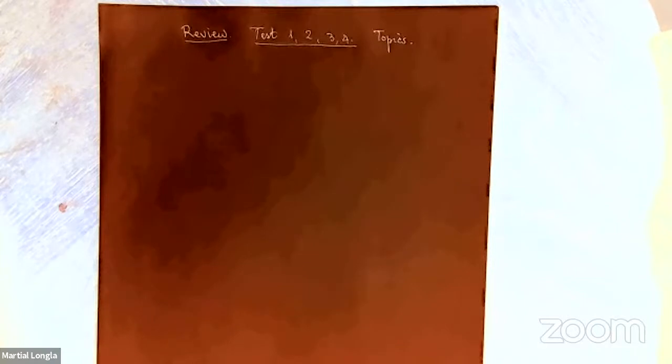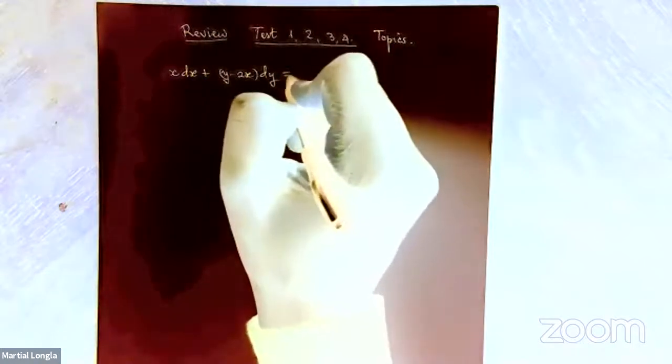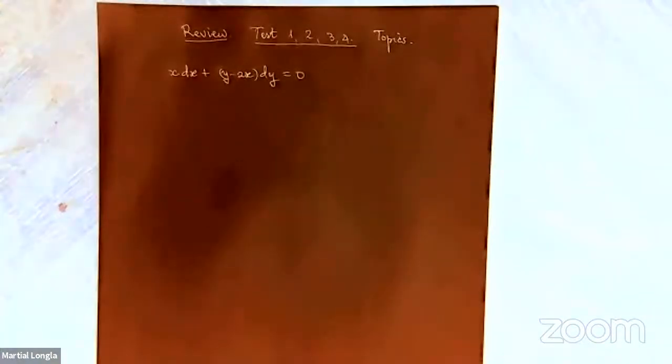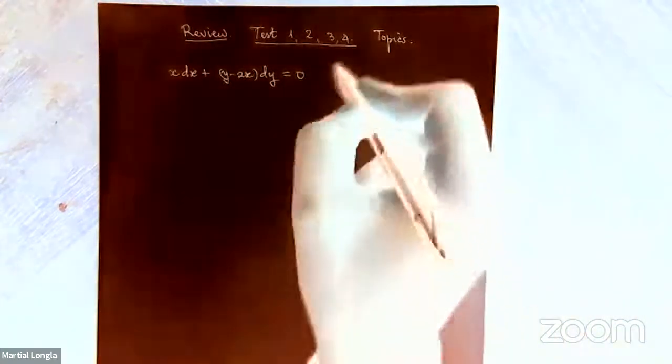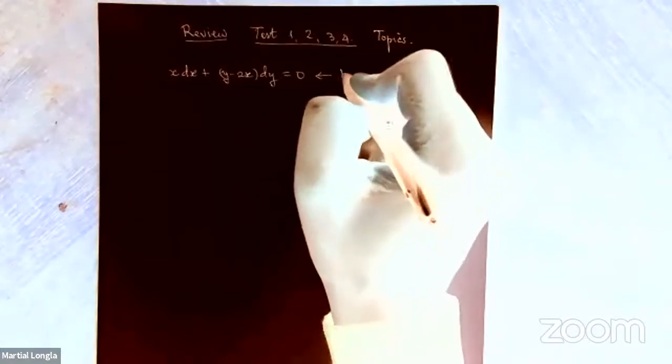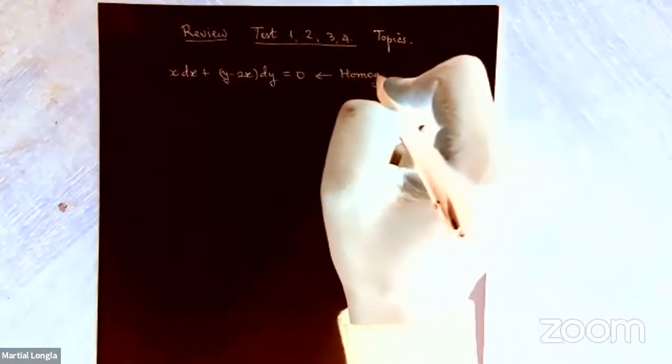I was looking over some of my stuff for test 1, and it was question 2A. One of the steps really threw me off. It was x dx plus (y minus 2x) dy, in parentheses, equal to 0. And the topic was to solve the homogeneous equation. So you substitute y equals ux.